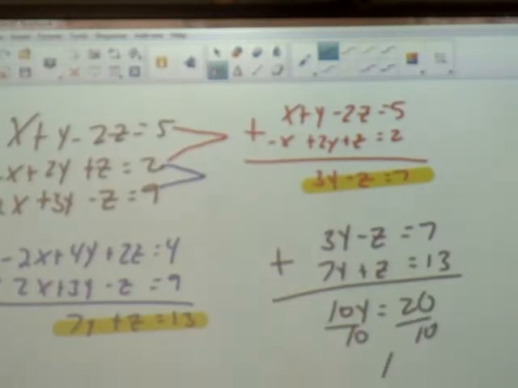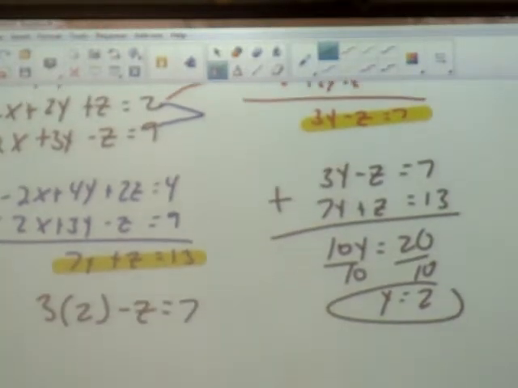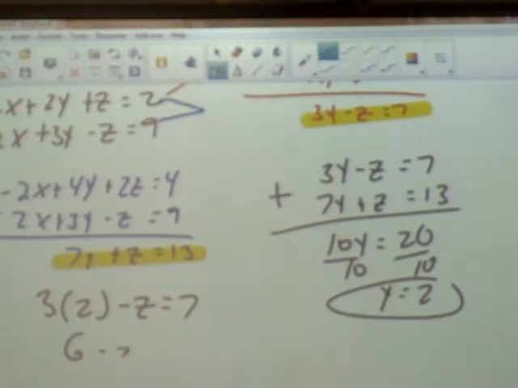What did I get for a Y? 2. Good job. Okay, take that Y back to one of your highlighted ones and plug it in and solve for Z. Austin, which one do you want to plug it in, the red or the blue? Red. Okay, the red, so I'm going to have 3 times 2 minus Z is equal to 7. So that's 6 minus Z is equal to 7.